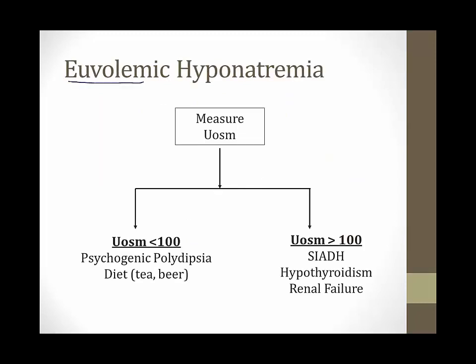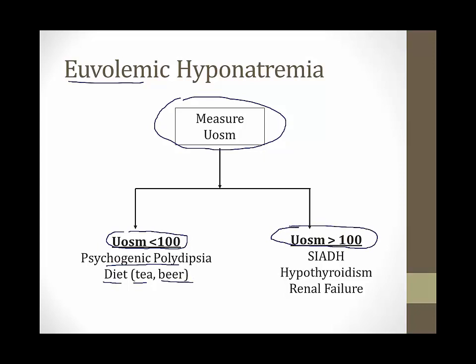In patients who have euvolemic hyponatremia, measurement of the urinary osmolality is very helpful. If the urinary osmolality is low, this means the kidneys are responding appropriately and trying to excrete free water. And this is what you see in psychogenic polydipsia and also in the dietary causes like the tea and toast diet and beer potomania. If the urinary osmolality is high, this means the kidneys are not responding appropriately. This can be because the ADH level is high from SIADH or from hypothyroidism, or it can be because the kidneys are failing and they are unable to dilute the urine.